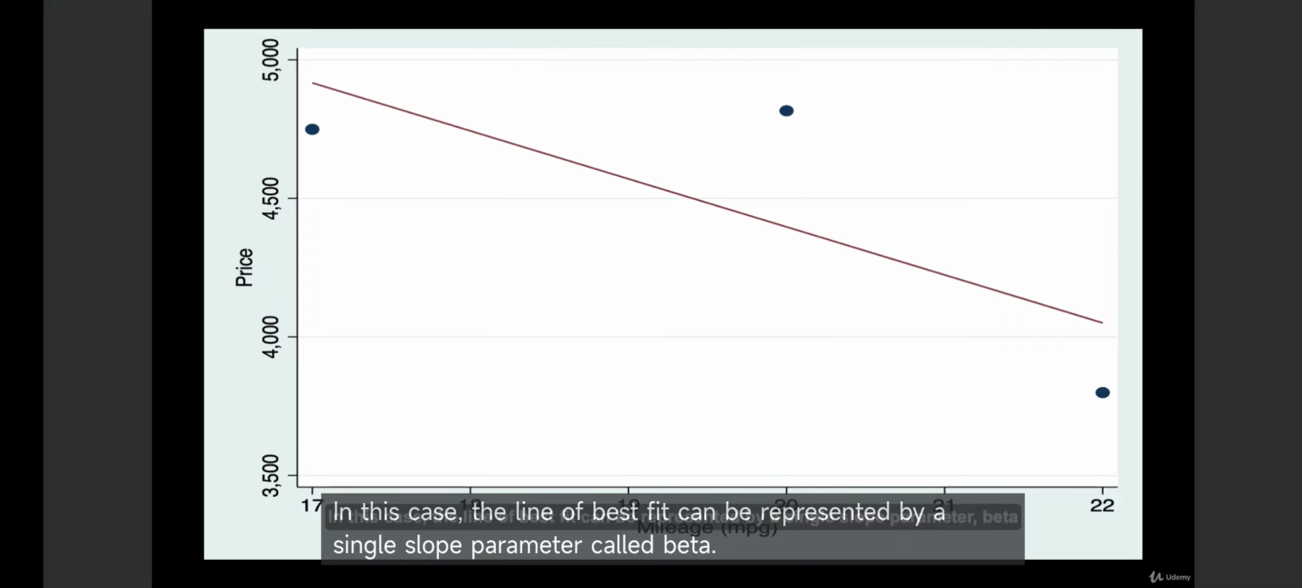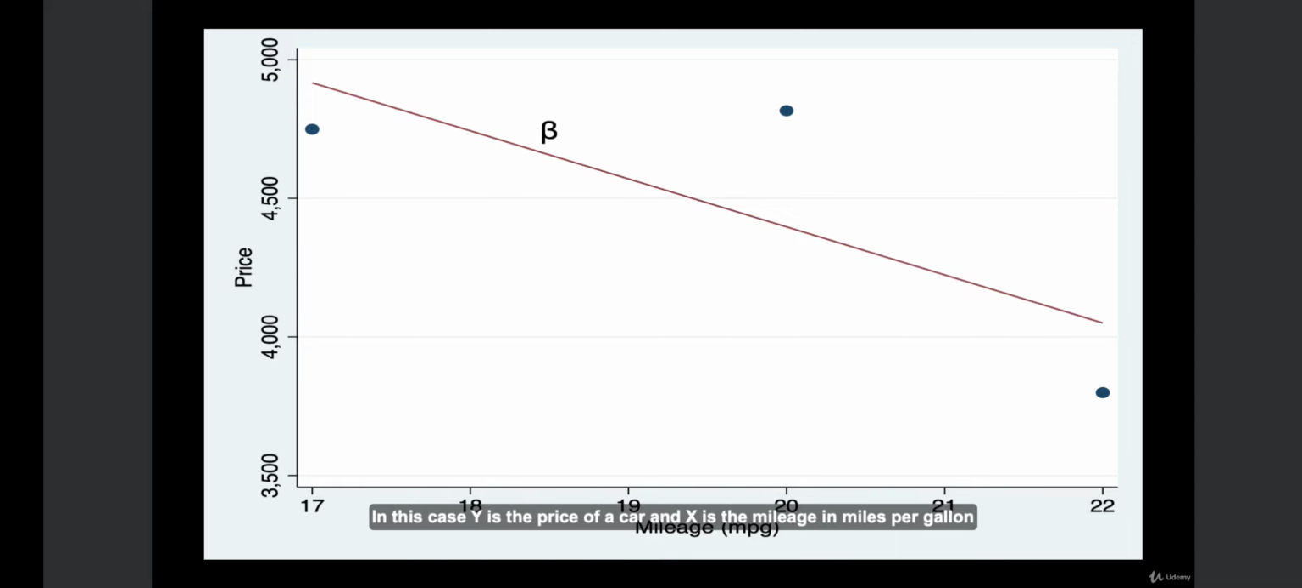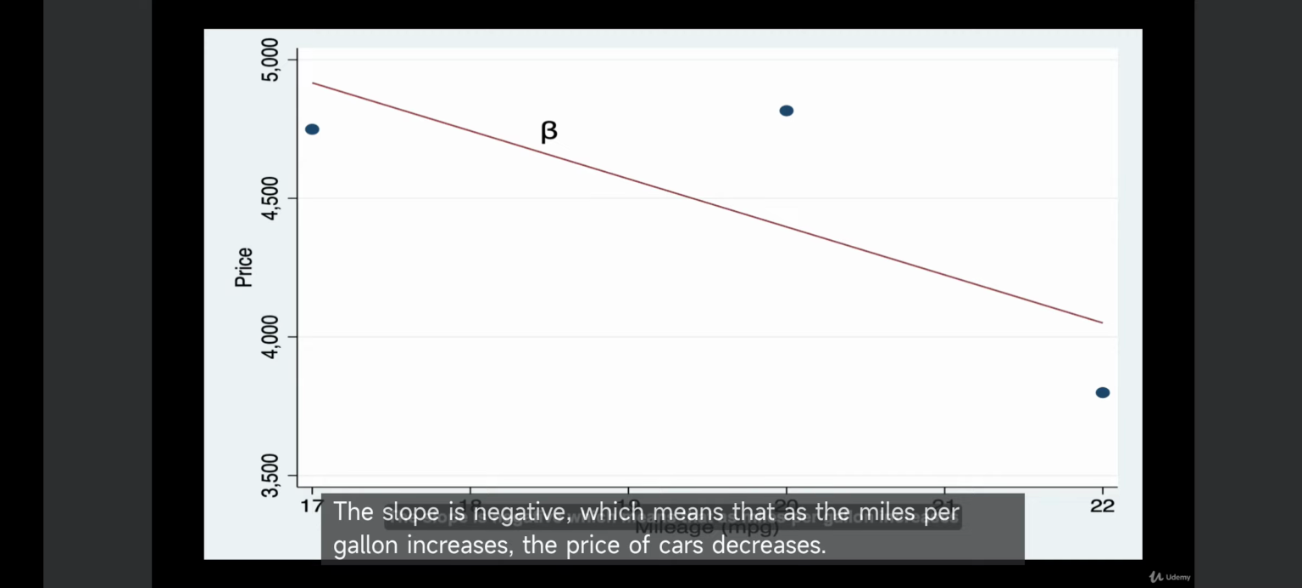In this case, the line of best fit can be represented by a single slope parameter called beta. We often use the Greek letter beta to denote the slope of a regression line. This slope informs us of the estimated relationship between y and x. In this case, y is the price of a car and x is the mileage in miles per gallon. The slope is negative, which means that as the miles per gallon increases, the price of cars decreases.